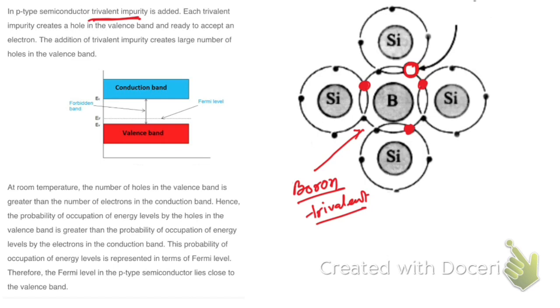Due to the addition of a certain amount of trivalent impurity, we have more holes. Here you can see more holes in the valence band, and a few electrons, let me use red here, in the conduction band. The number of holes is more than the number of free electrons. So this is the Fermi level. Here you see the dotted line is the Fermi level.